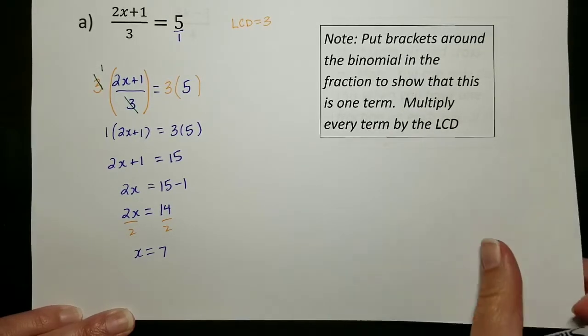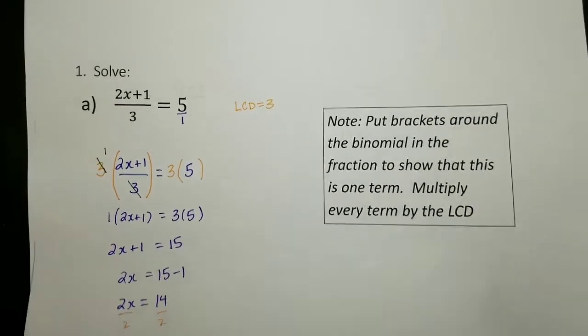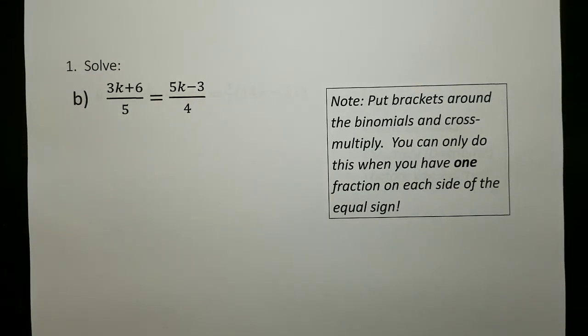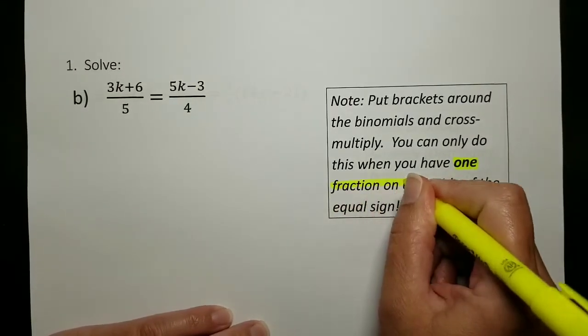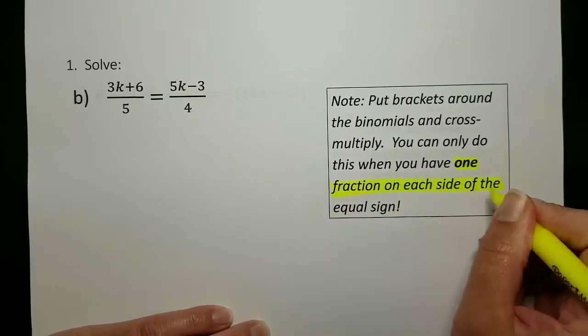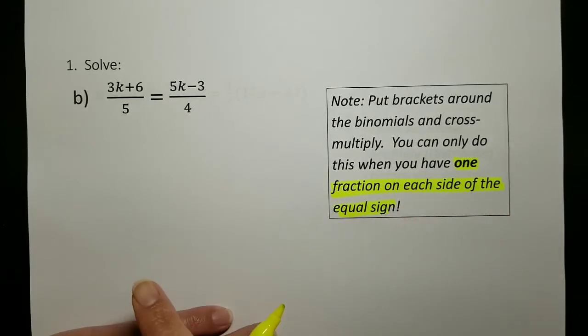The next example, moving on to B, this is another method, and it only works, so I really want to highlight this, in one specific case. If we have one fraction on each side of the equal sign. You can still do the multiply by the lowest common denominator method here. Absolutely you can. And maybe I will show that in both ways.